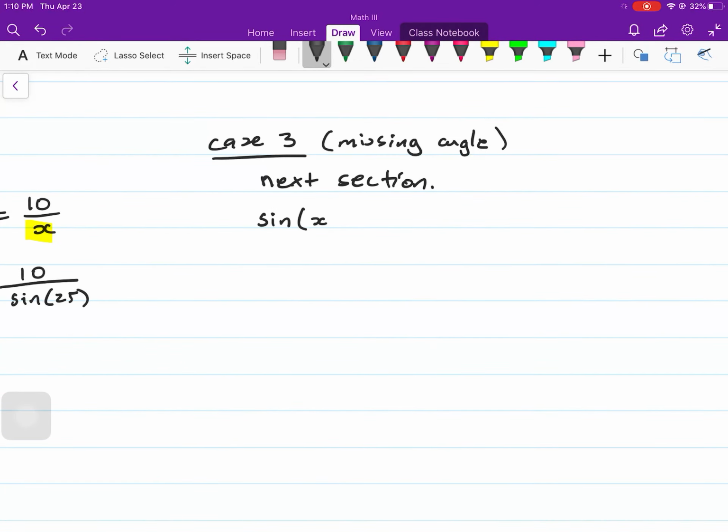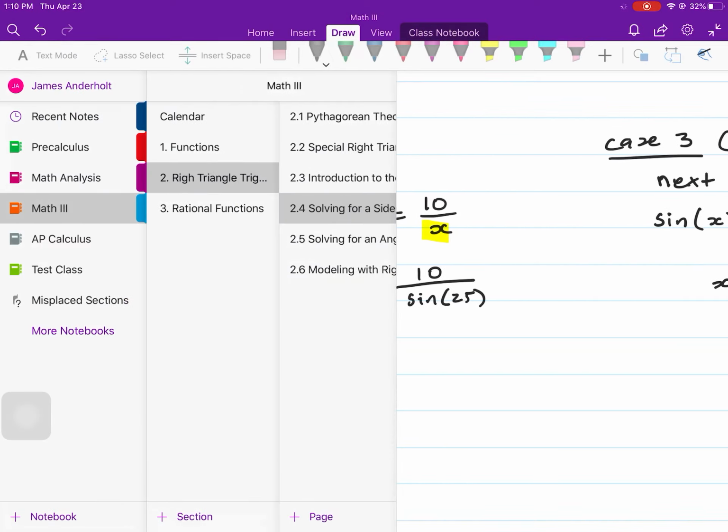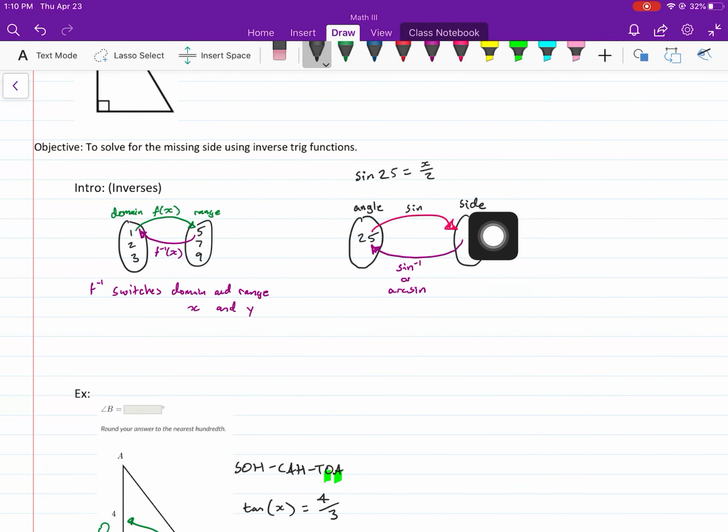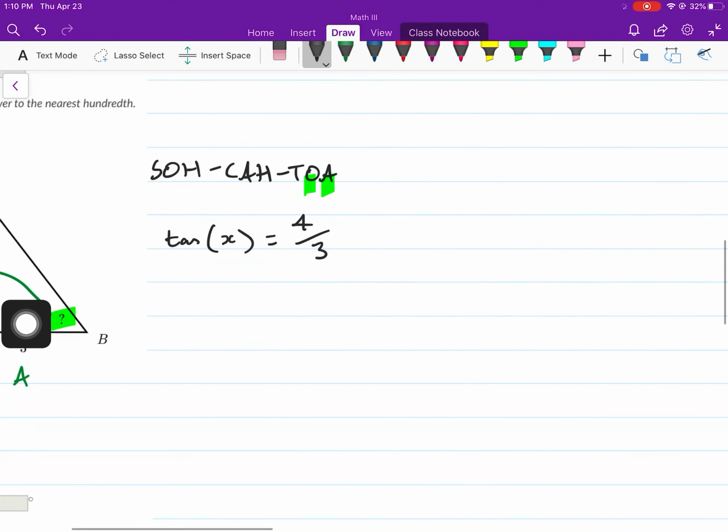If you have sine of x equals 10 over 25, how do you solve it? You're going to do this, the inverse sine of the side measures. That's what's going to give you the angle. That's how we go backwards. That was the whole point of that introduction, was how do we go backwards? If we're given the sides, let's do the inverse of the side to give us the angle measure.